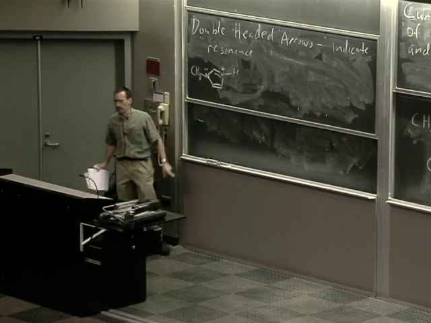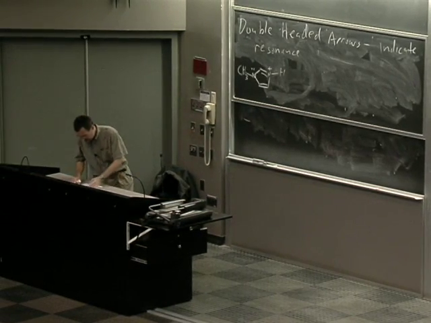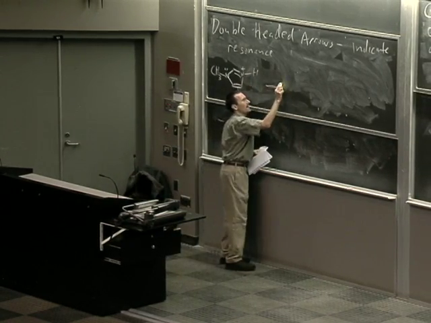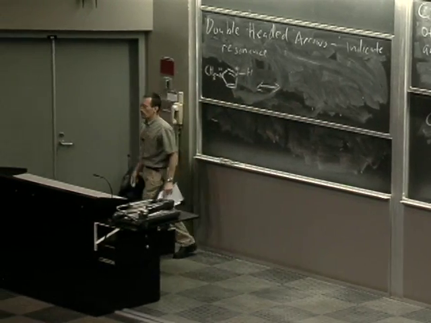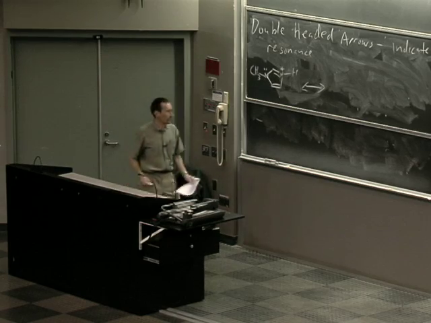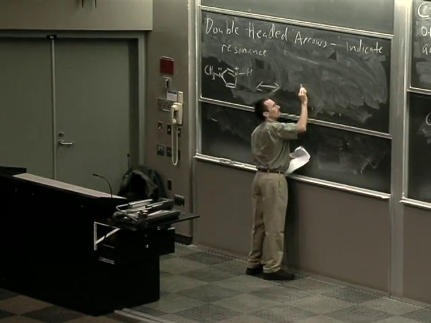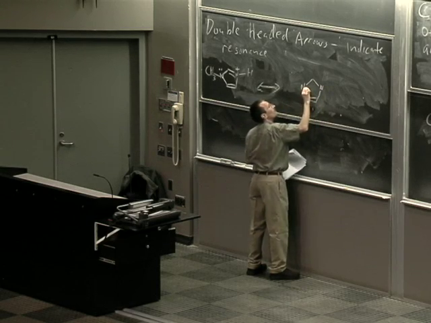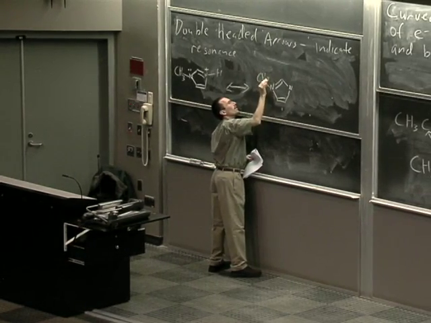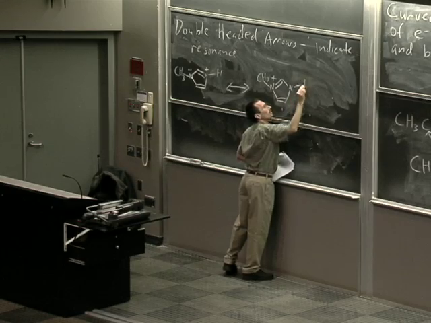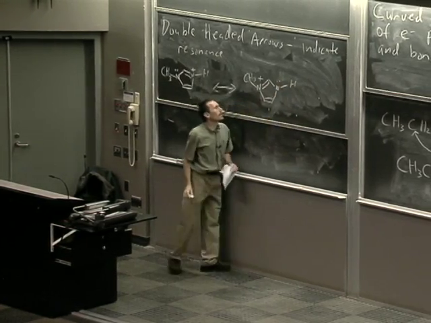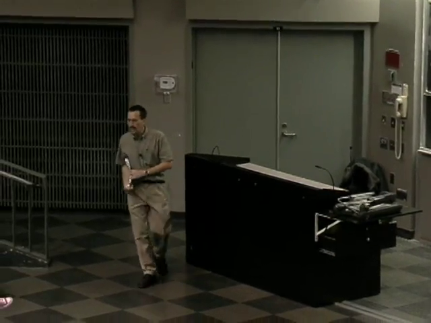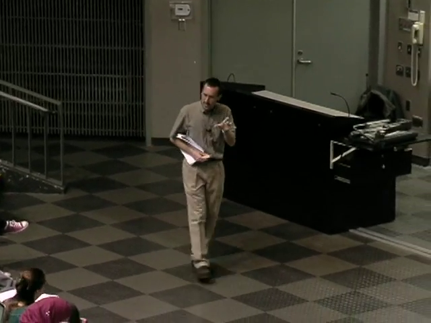So I think that the structure I provided, or almost provided, was this structure. I think you had to fill in the hydrogen and the positive charge. And then we had a double-headed arrow showing resonance, showing the resonance structure. This was the structure you were asked to provide. And of course, the double-headed arrow means that it's both at the same time.